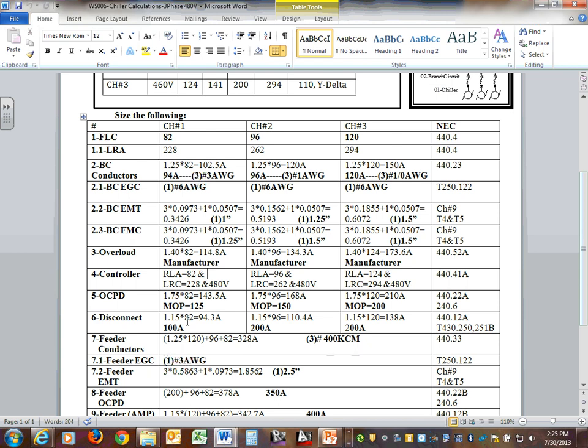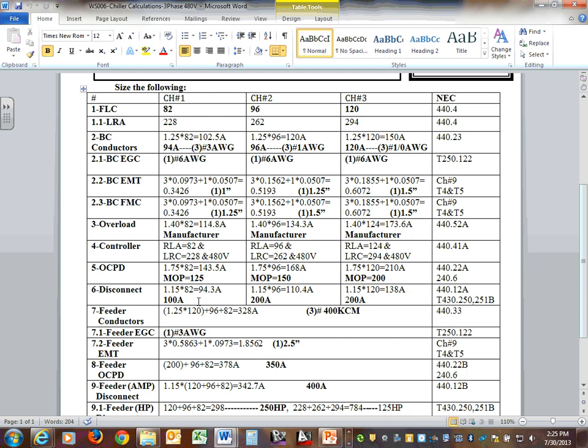Disconnects, here's 115 percent times rated load amps, and you go to the next standard disconnect, which is 60, 100, multiple hundreds. I have my disconnects. My branch circuit equipment grounding conductor, I jumped over these intentionally at the beginning. You size them, of course, you have to know the fuse size to size these. So this is sized number 6 based on a 125 amp fuse. And then we get into the conduits here, all the conduit sizing. We're pulling 3 conductors and an equipment ground conductor in an EMT conduit for the branch circuit and a flex just to go from the disconnect to the equipment.